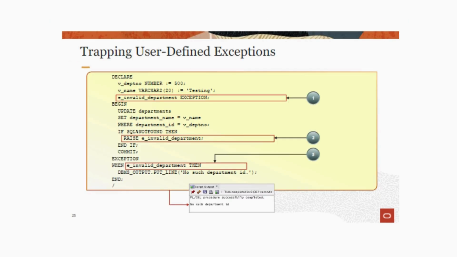The block shown in the slide updates the department_name of a department. The user supplies the department number and the new name. If the supplied department number does not exist, no rows are updated in the departments table. An exception is raised and a message is printed for the user that an invalid department number was entered.